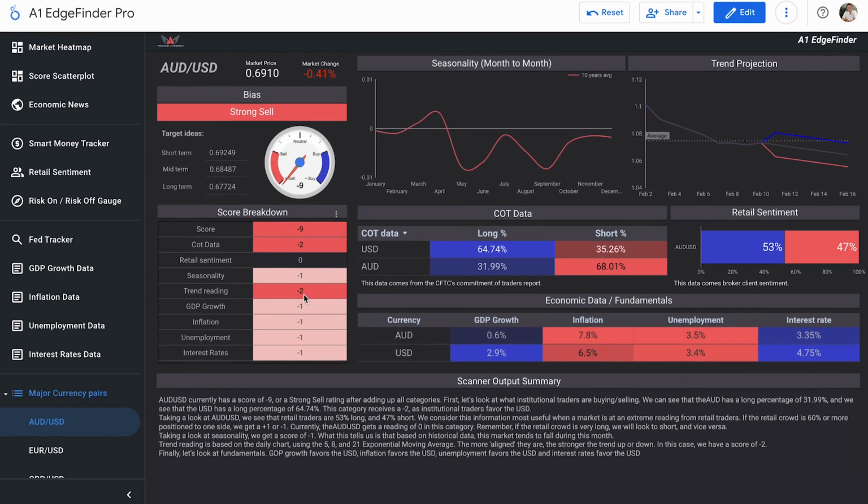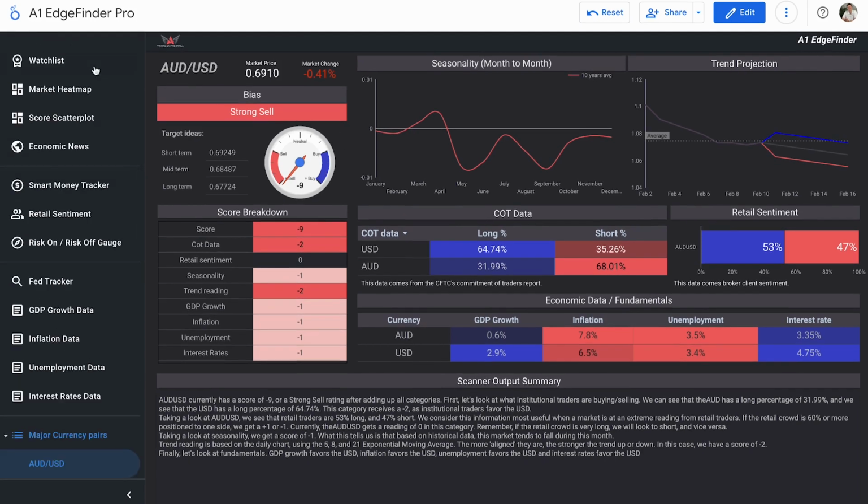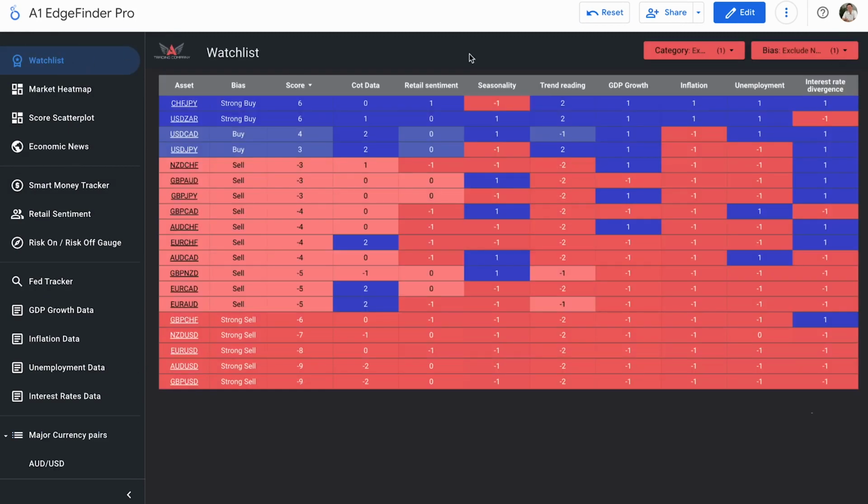COT data agrees, the trend reading agrees, seasonality agrees, fundamentals agree. So this is definitely looking like a nice sell potentially. Make sure that you do your own research and analysis when you're taking a look at a chart. Make sure that it lines up with your trading plan and your technique to make sure that it is the right sell or right trade for you. But Aussie USD certainly looking like there is a lot of potential there.